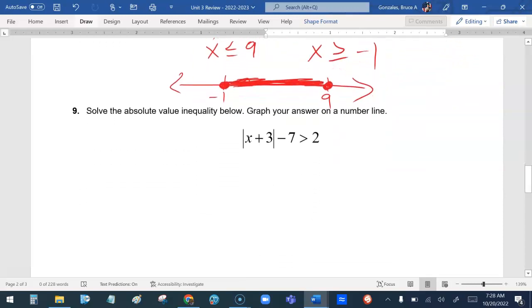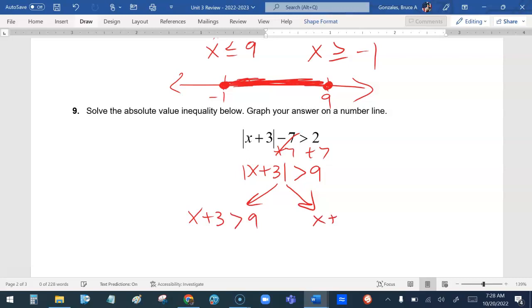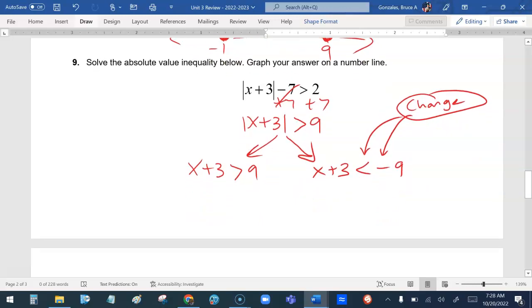Let's try another one. Let's get rid of this loner. We add 7 to both sides. So we get absolute value of x plus 3 is greater than 2 plus 7, which is 9. Split that up. x plus 3 is greater than 9. x plus 3 is less than -9. Once again, these two things must change. And we just solve these by getting rid of the loner, subtracting 3 on both sides. x is greater than 6. x is less than negative 12.